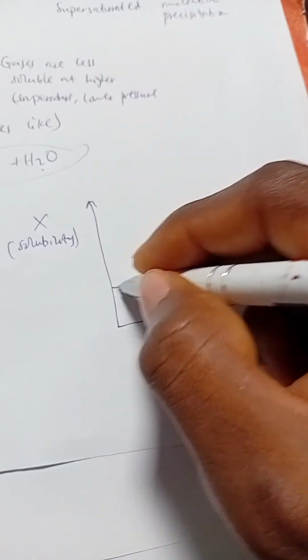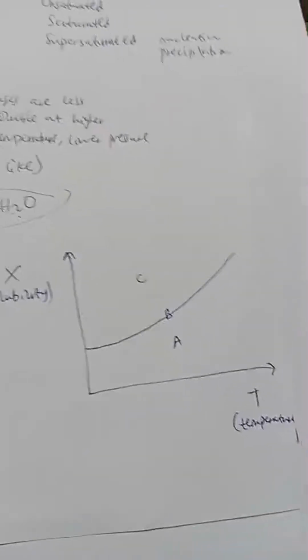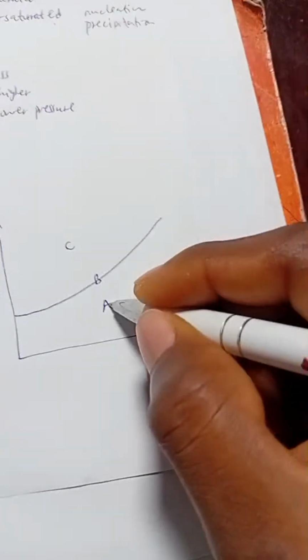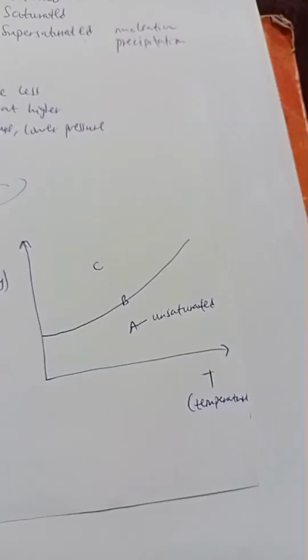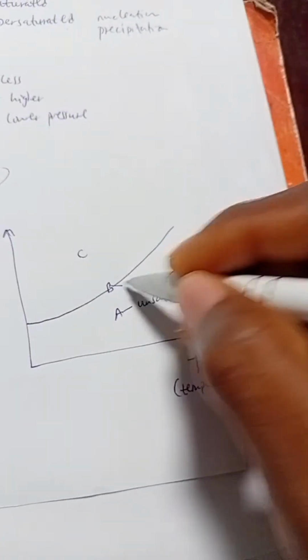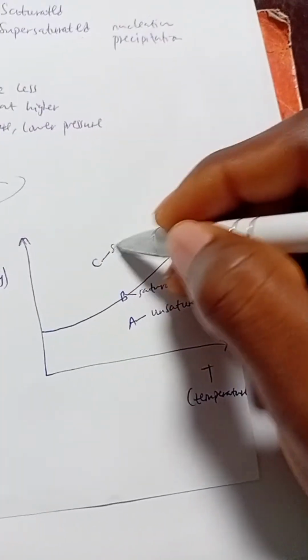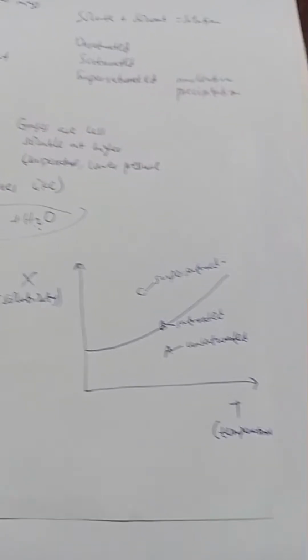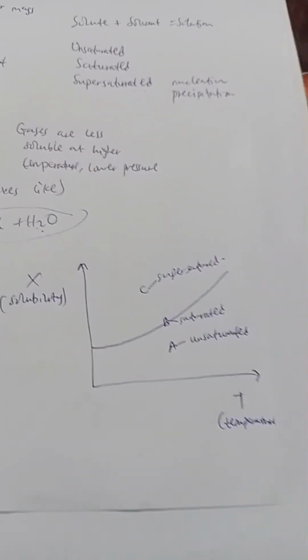So let me say this is my graph. You have region A, region B and region C. Below the curve, you will have an unsaturated solution. On the curve, you are going to get what? A saturated solution. And above the curve, you are going to get what? A supersaturated solution. So take note of this graph. You can be asked to sketch this in your final exam.